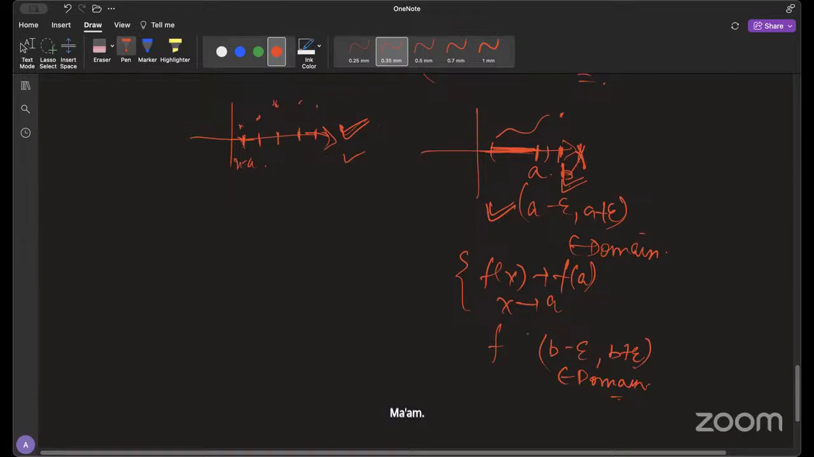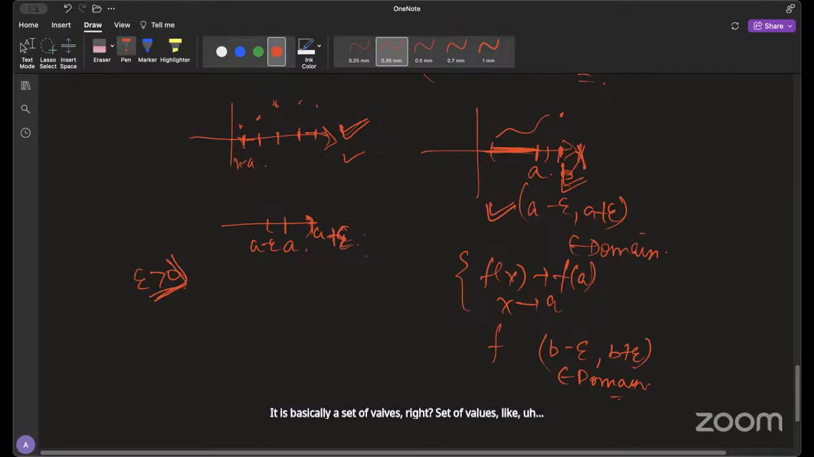Ma'am, what is epsilon? Epsilon could be anything. Like if you have an A here, this is A minus epsilon, A plus epsilon. It's just used to denote an interval around A. Okay, so it is basically a set of values, right? It is just a set of values. The only constraint on epsilon is you need epsilon to be greater than 0.